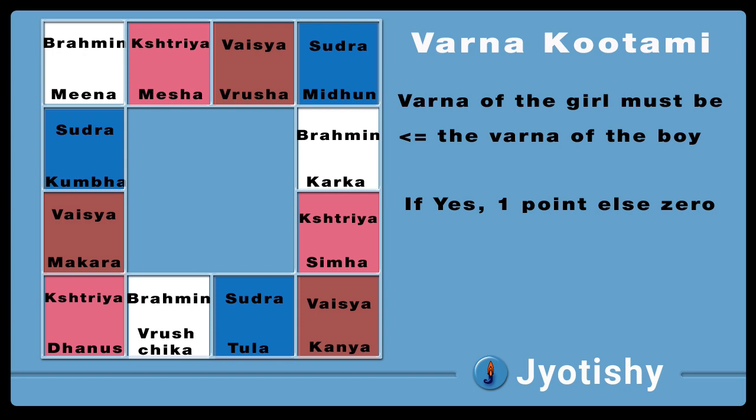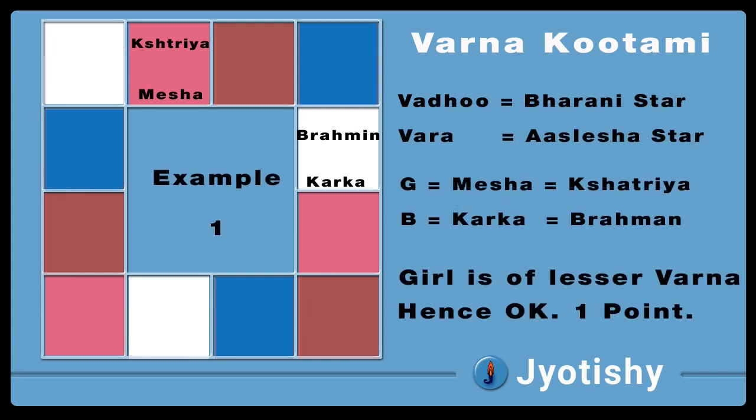Now let us see 1 or 2 examples. If the girl is of Bharani star and boy is Aslesha star, girl is in Mesha Rasi and boy is in Karka Rasi. Mesha is a Kshatriya Rasi and Karka is a Brahmana Rasi. So the girl is of a lesser Varna compared to the boy. Hence the match gets 1 point full.